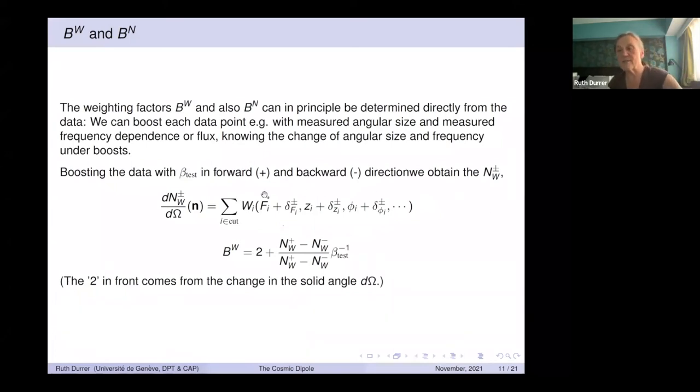And this gives us forward and backward weighted number counts. And BW is then just the difference of the forward minus the backward divided by the sum. Sorry, this should be the sum. What I've written here is a bit trivial. Divided by the velocity, there is this 2 from the d omega, from the solid angle. Sorry, this should be a plus sign.